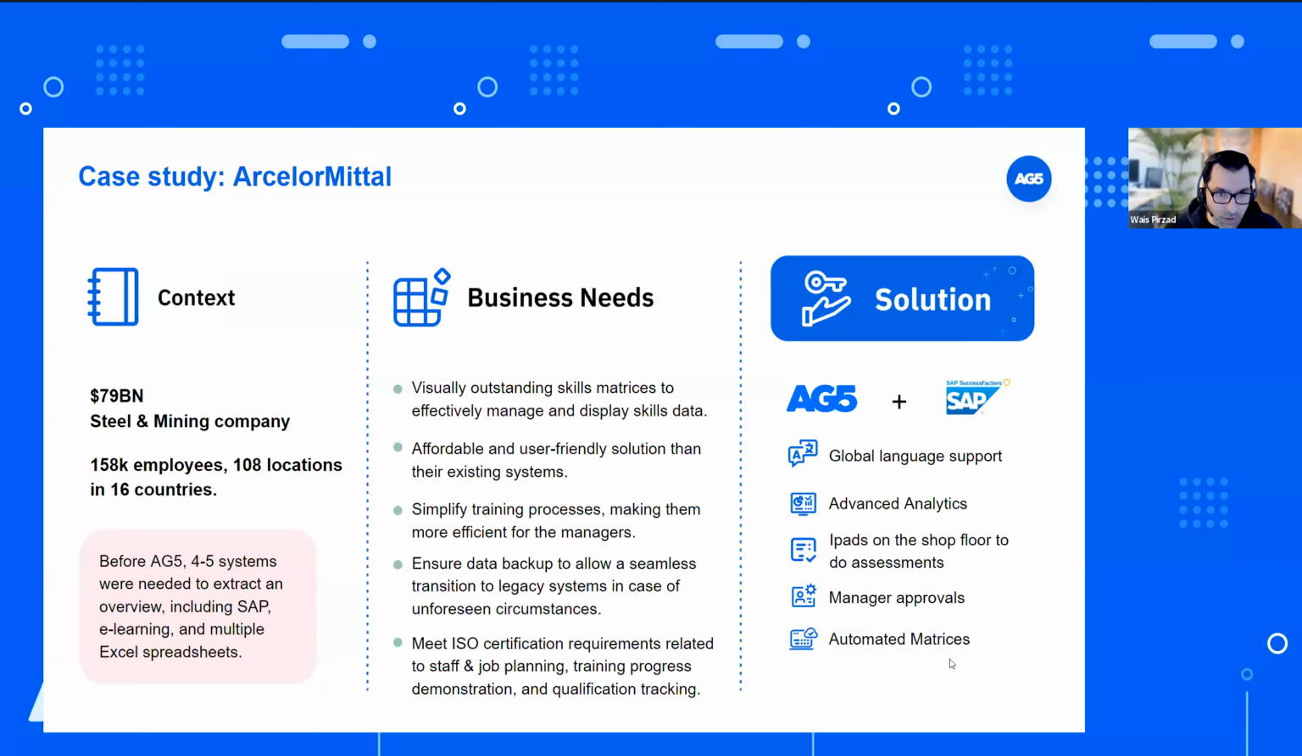So let me see, before I move on, I see a question: is there an area to explain what each skill level means inside the matrices? In example 1 to 4. Thank you, Alan, for your question. I will finish the ArcelorMittal, then I'll jump quickly to AG5, and I will show you how you can achieve that.